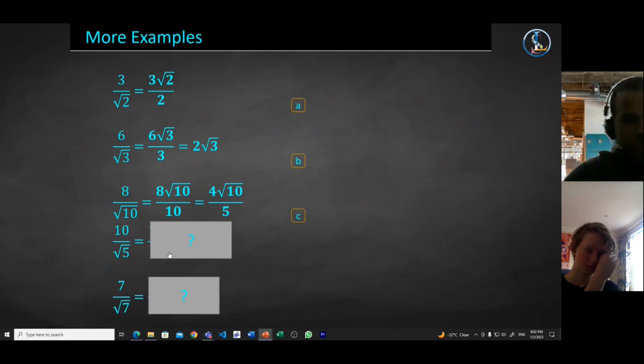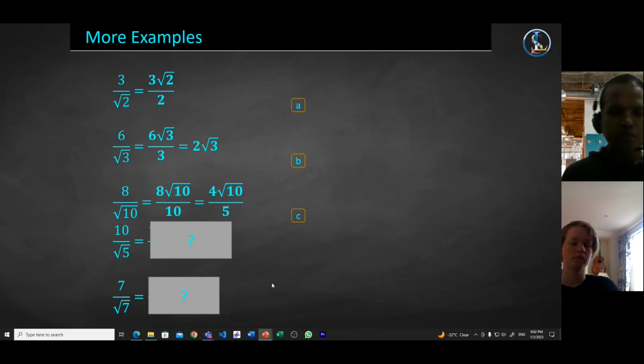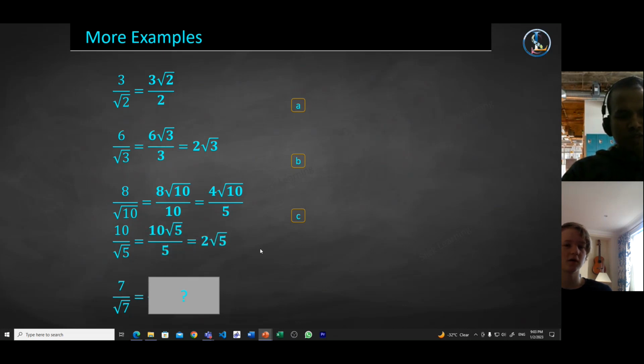Let's do the next one, the last one, 10 over square root 5. That would be times square root 5 over square root 5, which would amount to 10 square root 5 over 5, which equals 2 square root 5 over 1. Yeah, that's right, over nothing.